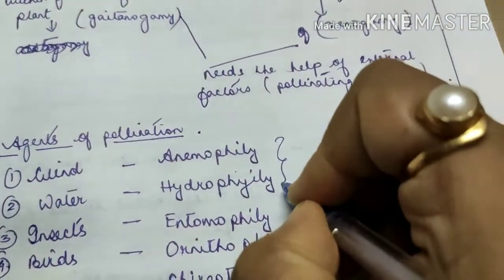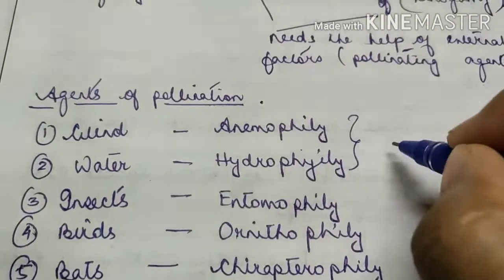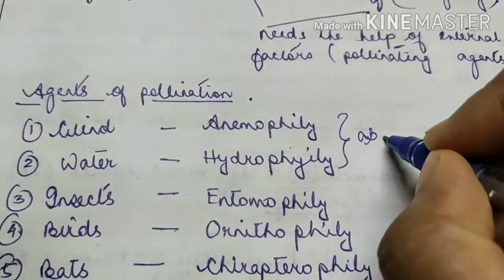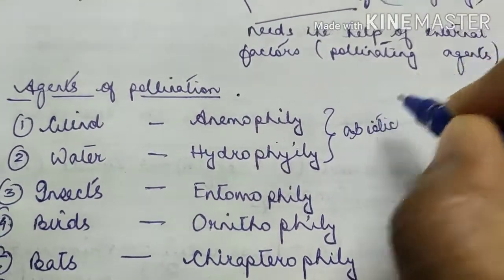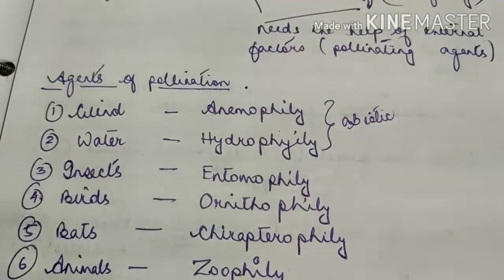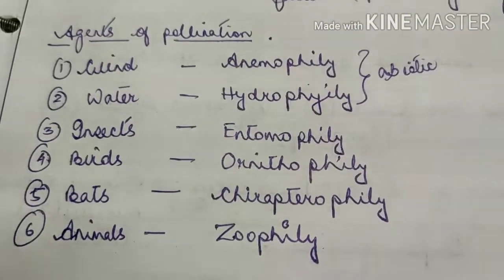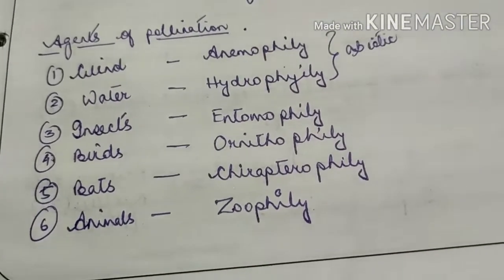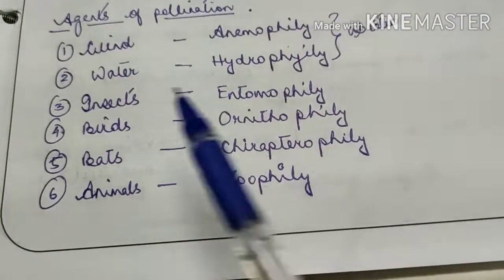Anemophily and hydrophily mean pollination by wind and water. These are the non-living or abiotic agents of pollination, whereas others are biotic agents of pollination. What are the other agents, or biotic agents?